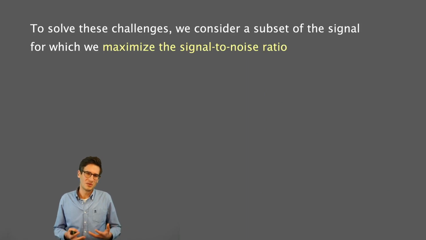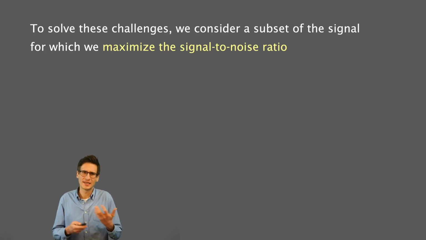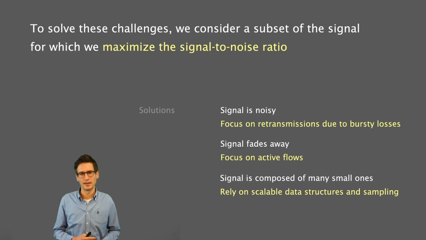Well, we solve these challenges using pretty intuitive techniques. We cannot look at the entire signal because of scalability reasons, so we need to select a subset of the signal. And if we select a subset, we had better select one that has a higher signal to noise ratio than the original signal. Essentially, we zoom in on the sub-signal which is better for our application. And that's exactly what we did in this work.